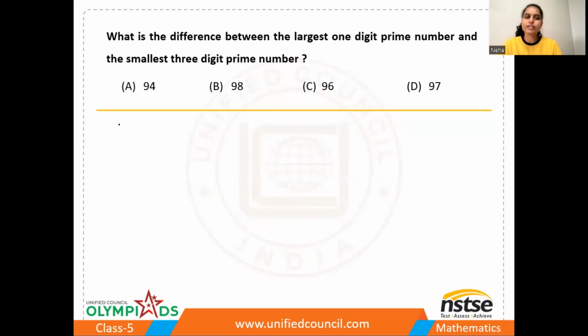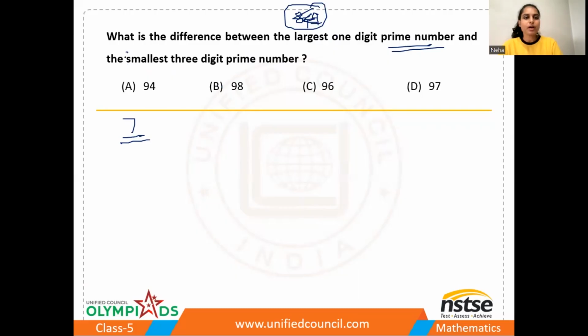So the largest one-digit prime number is what? Is 7, right? What is a prime number? Basically, prime numbers have only two factors, 1 and the number itself, right? So 7 is the largest one-digit prime number because 8 is not a prime number, 9 is not a prime number. So yeah, 7 is the largest one.